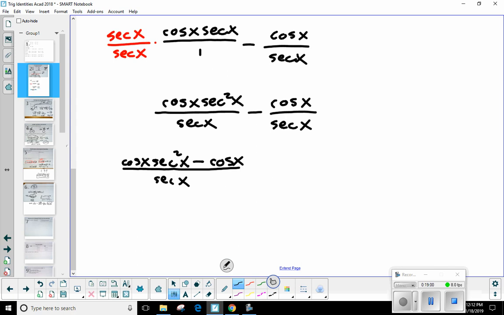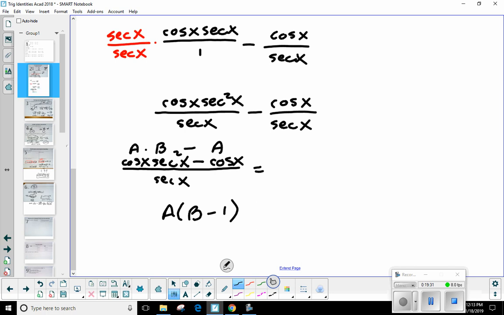So imagine, remember the other day we were doing this with the variables? Imagine this was a times b minus a. Well, I can pull out the a. That'd be a times b minus what? Remember how the other day we were doing this with variables? Okay. So if I were to pull out that a, that would leave me b minus 1. We're just doing this with cosine and secant.